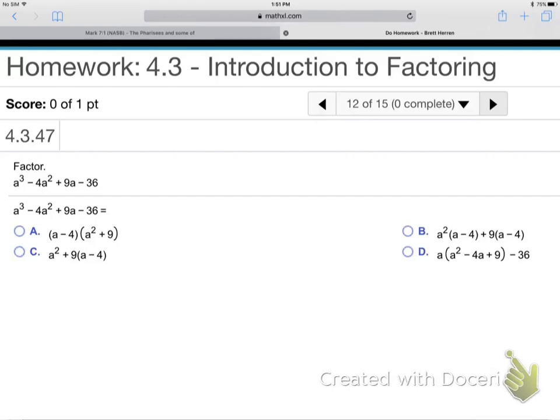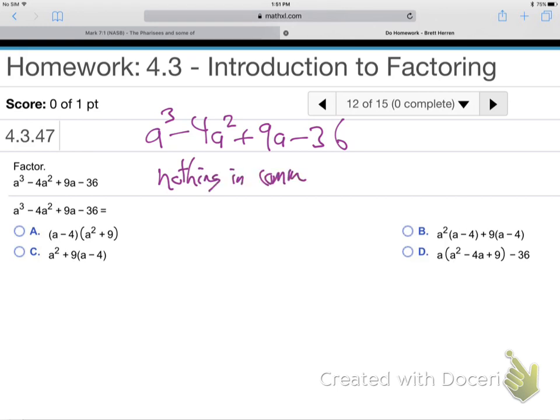Okay, so number 12 here. So we have a cubed minus 4a squared plus 9a minus 36. So before you jump into the 2-2 split, ask yourself, is there something they all four have in common? No. Nothing in common to all four. So, yeah, go ahead, do the 2-2 split then. Because there's nothing common to all four. Do a 2-2 split.